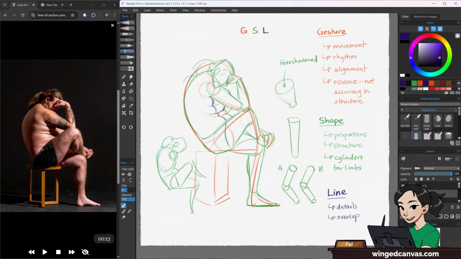So with the line phase, I'm actually going to do a bit of shading. I know it's not technically line, but it's detail, and I think you can get a lot of the anatomy and those really nice details in the forms by then putting in some of the values, right? So I can shade it.